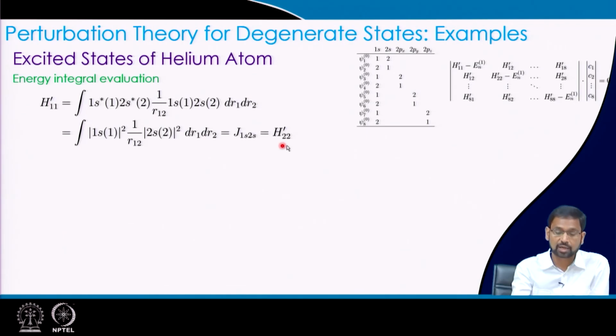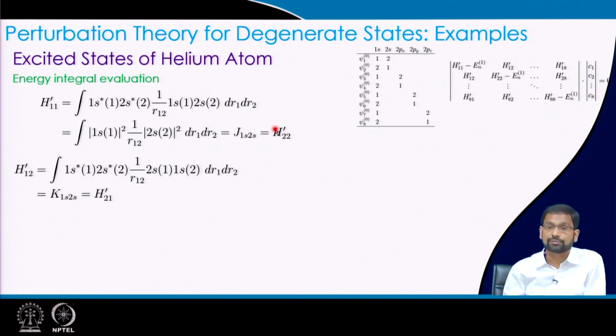And similarly, I can also write down the same thing for h prime 2 2. Now let us consider the off diagonal elements. So h prime 1 2. Please note that we do not have to worry about the overlap integrals, because they are either 1 or 0 in this case. I am looking at only the degenerate pair of functions, so that's why they are orthonormal.